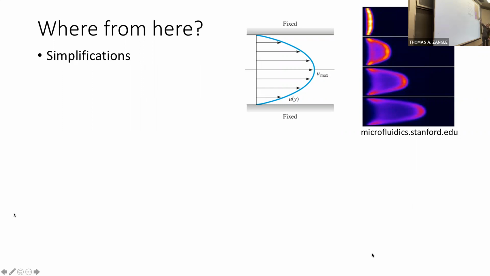And I should note, this is a channel which is probably about the width of a human hair. This is done with a microscope. So the no-slip condition holds even down to very, very small length scales. So that's one case. We're going to use simplifications to understand the Navier-Stokes equations and do something with them.